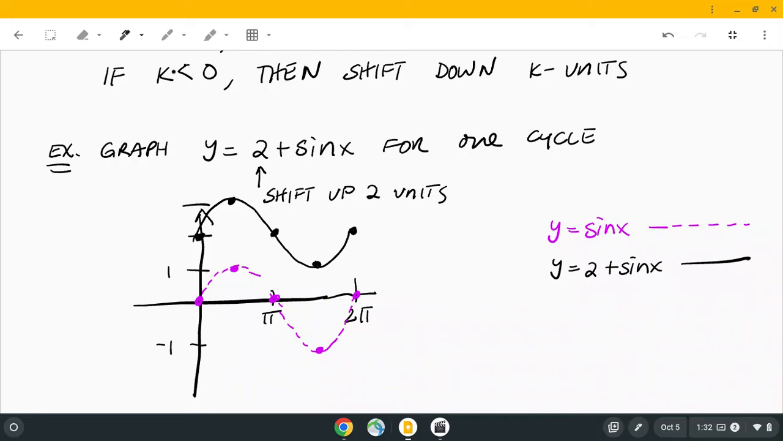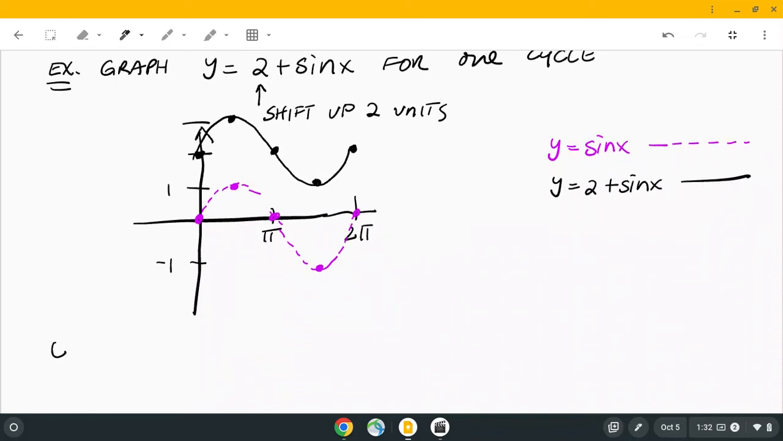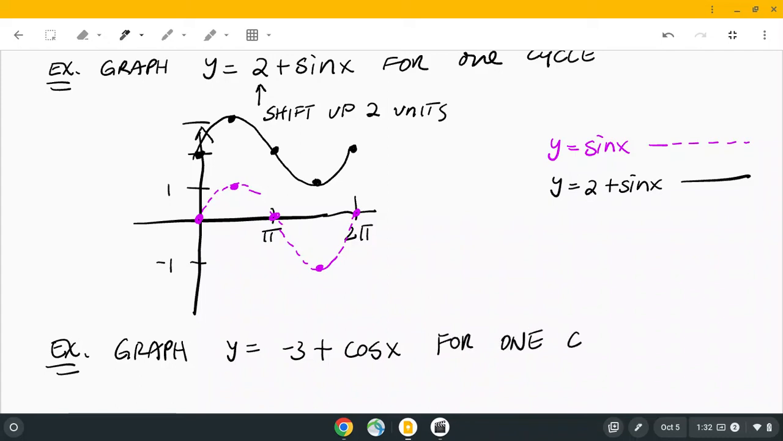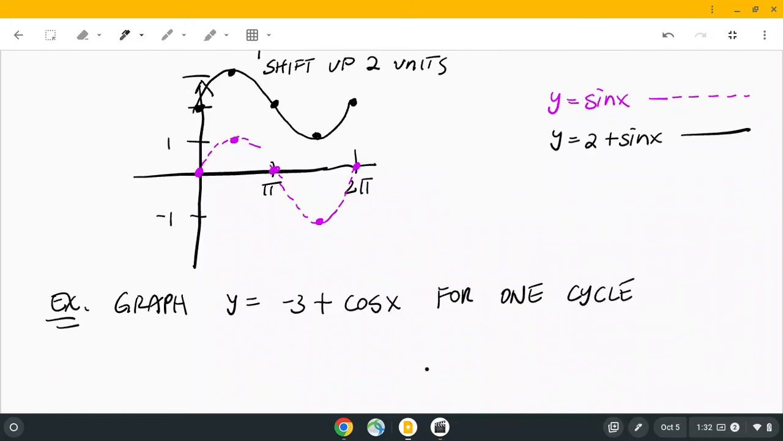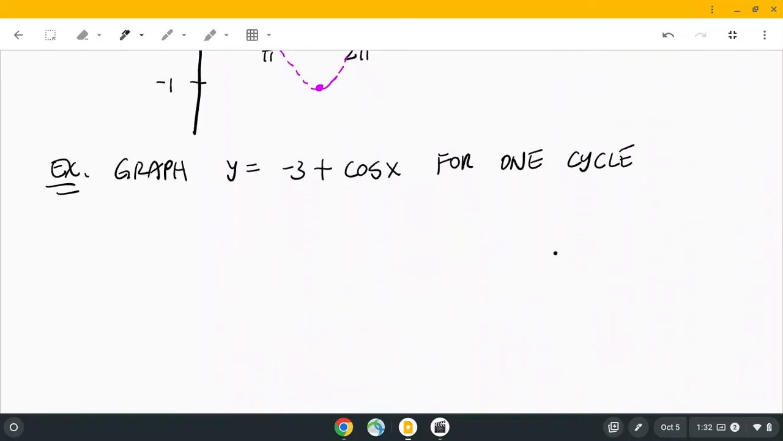Of course, if k is negative, k is less than 0, then you would just shift downwards instead. So let's take a look at one where we shift downward. Let's do cosine. Let's graph y equals -3 plus cosine x for 1 cycle. Nothing is happening here to the angle, so we will still have 1 cycle from 0 to 2 pi. So I am going to graph it here.